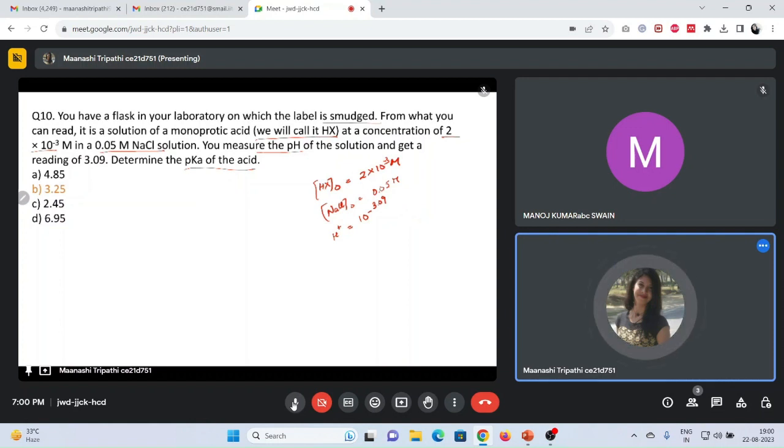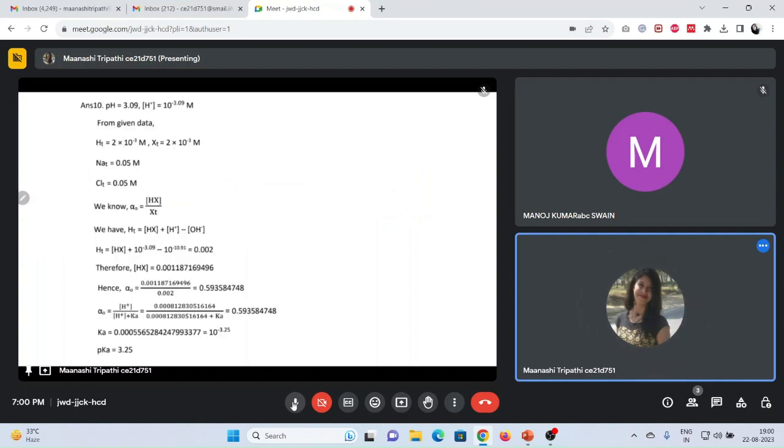The solution is 3.25. How are we getting to it? The pH is 3.09, so H plus is 10 raised to the power minus 3.09, as I have told. We know the amount of HX and we know the amount of X total, because this is a monoprotic acid, so it is completely dissociating. Na plus we know, Cl minus we know. Alpha naught is HX upon X total, so this is how we will get H plus.